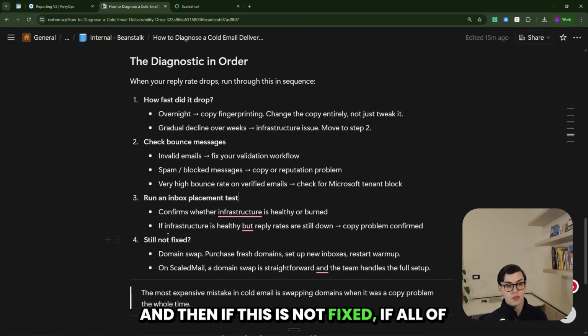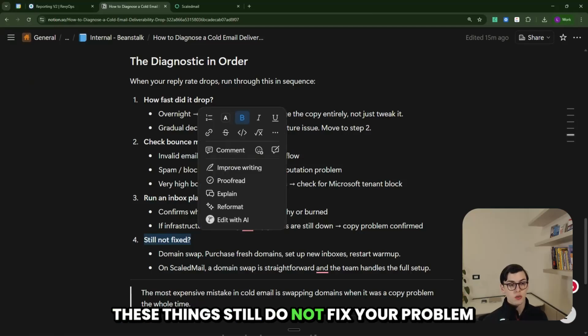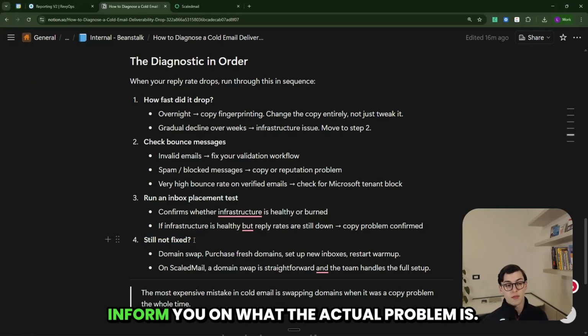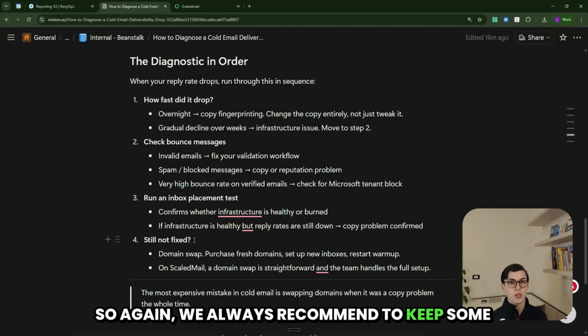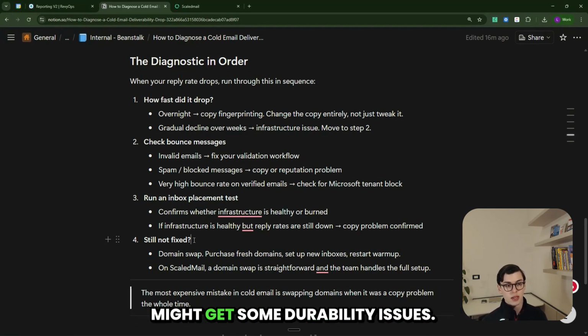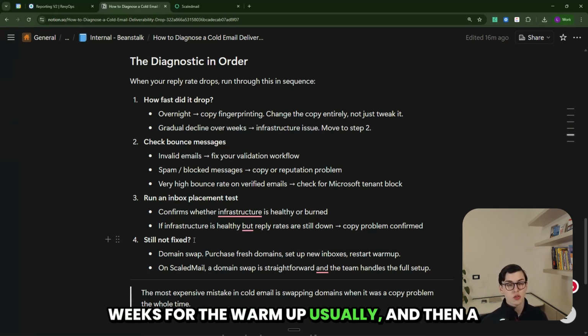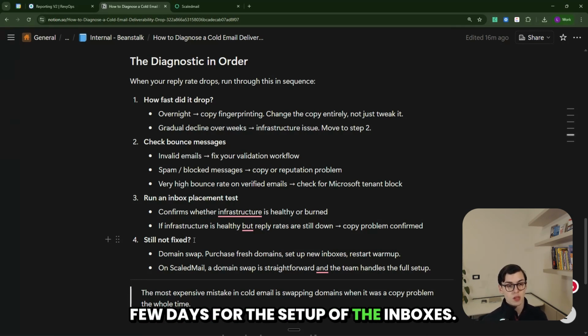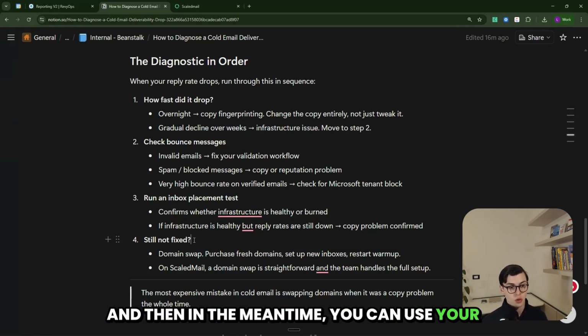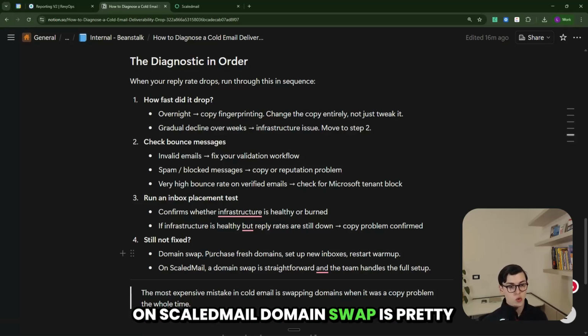And if all of these things still do not fix your problem and do not inform you on what the actual problem is, you can just do a domain swap, right? So again, we always recommend keeping some buffer infrastructure just in case you get some deliverability issues. So keep your buffer infrastructure, use it when you have deliverability issues, and in the meantime, you can do a domain swap, which is going to take 2 weeks for the warm up usually, and then a few days for the setup of the inboxes. And in the meantime, you can use your buffer infrastructure, right? On ScaledMail, domain swap is pretty straightforward. You can do it right inside of the platform.